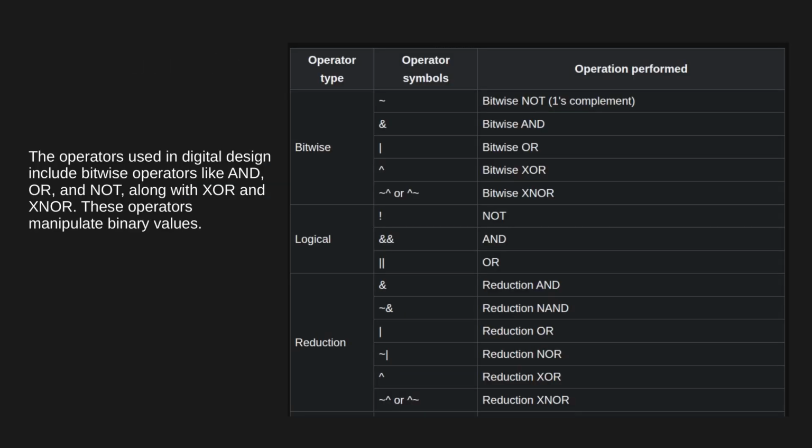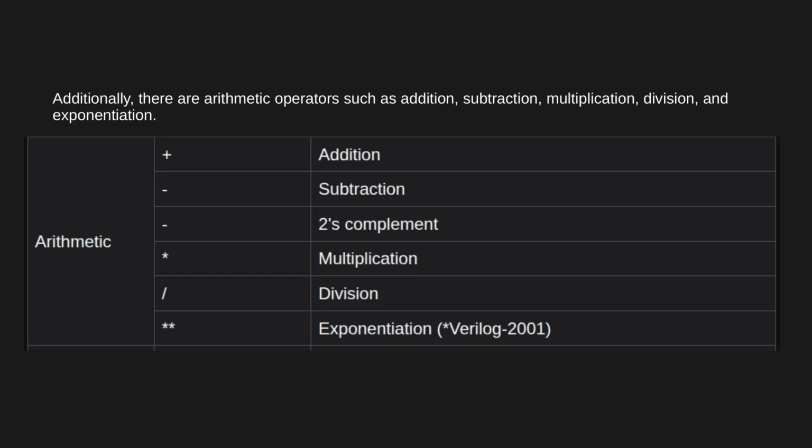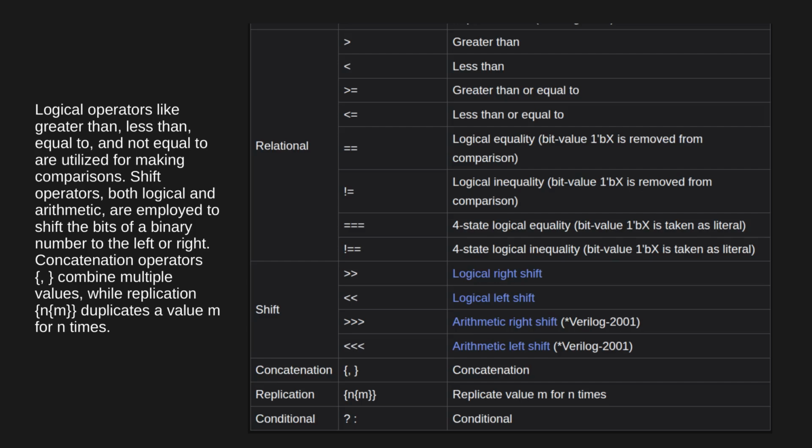The operators used in digital design include bitwise operators like AND, OR, and NOT, along with XOR and XNOR. These operators manipulate binary values. Additionally, there are arithmetic operators such as addition, subtraction, multiplication, division, and exponentiation. Logical operators such as greater than, less than, equal to, and not equal to are used for making comparisons between values. Shift operators, which include both logical and arithmetic types, are employed to shift the bits of a binary number to the left or to the right.